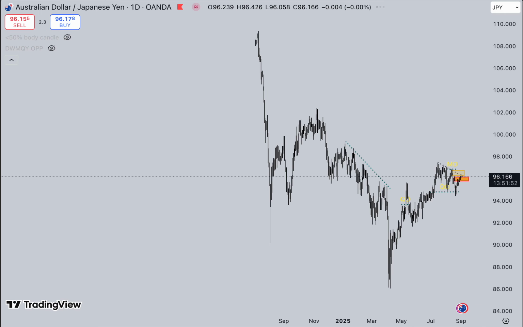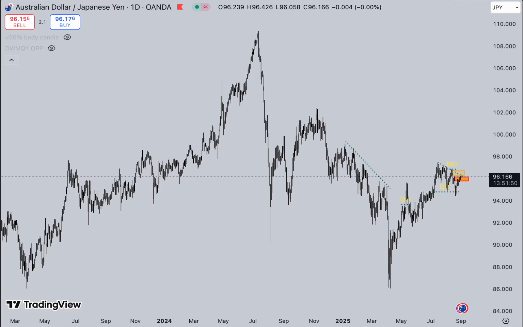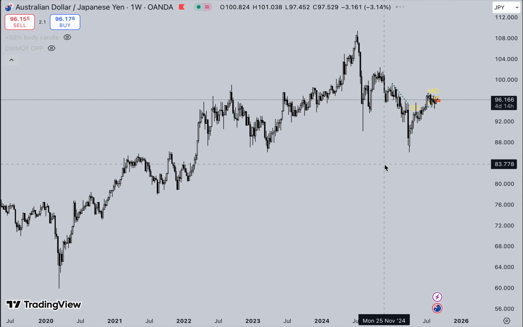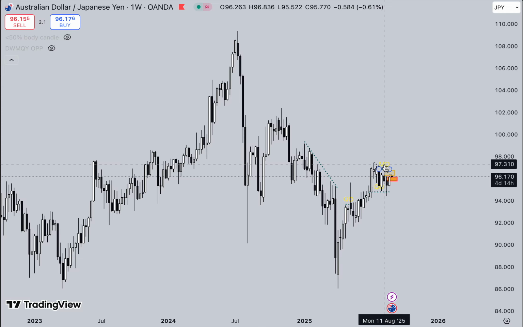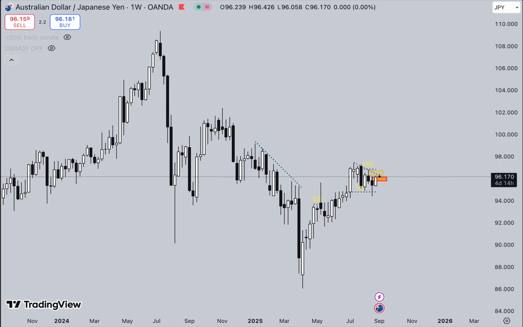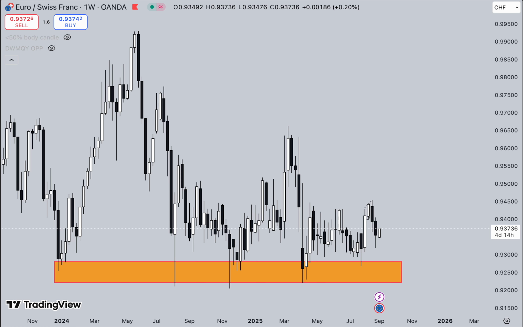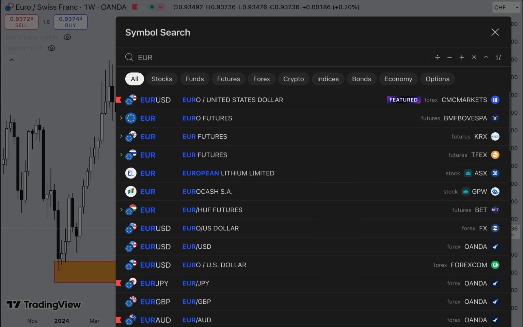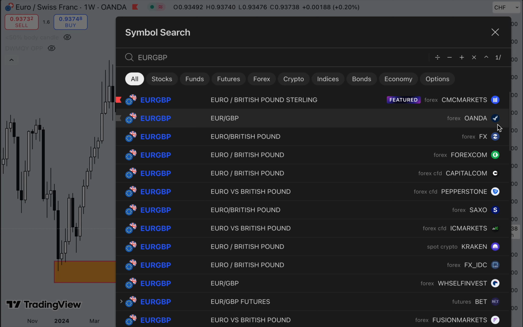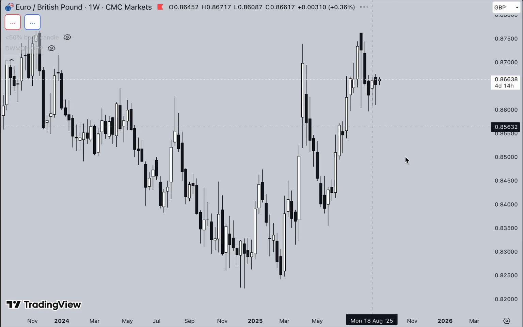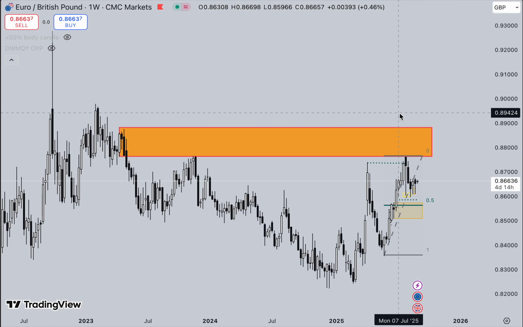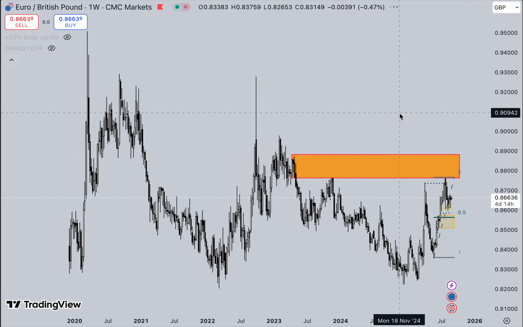AUD JPY, right? Okay guys, let's look at euro CHF, no, not euro CHF, is it GBP? I think it's euro pound, right? Euro pound, not euro CHF. That's quite ugly. Okay, beautiful. Let's look at euro pound, right?